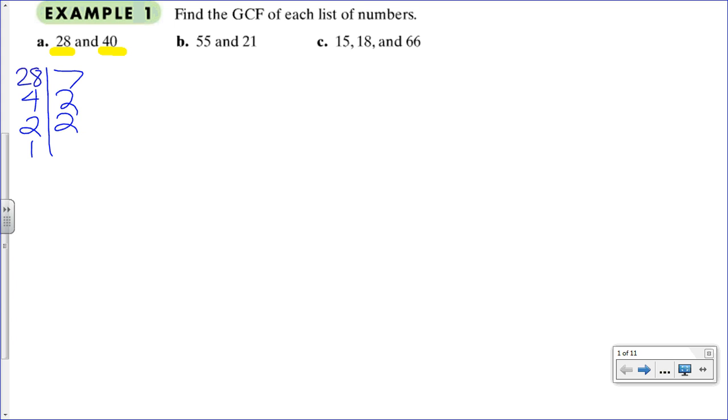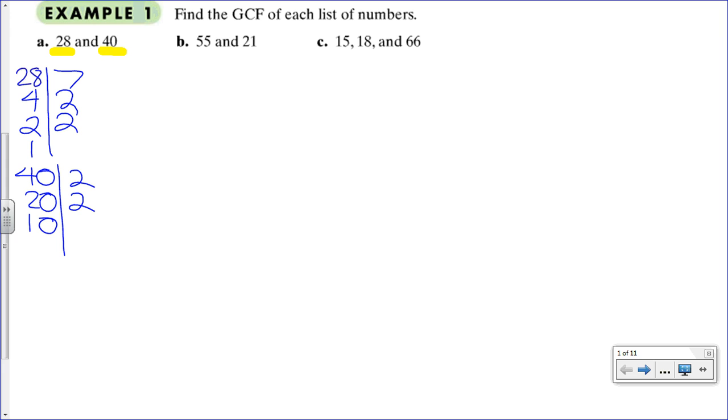Okay, now let's look at the next number, which is 40. What can we divide 40 by? Well, 2, yes, because it's even, right? So 40 divided by 2 is 20. And then what can we divide 20 by? 2, and we get 10.